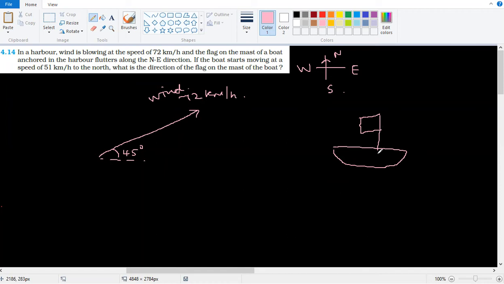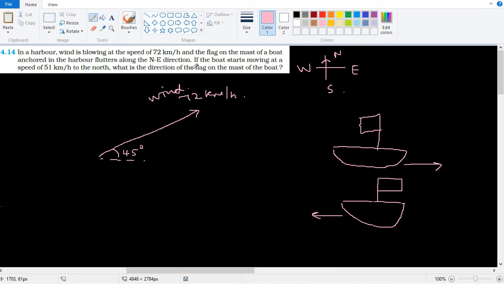Let's say this is a flag on the boat. So if the boat is going this way, you can imagine that the flag will be fluttering in the opposite direction. If the boat was going this way, then the flag will be fluttering this side. I hope everyone is able to understand this. Even if there is no wind, the flag will try to go in the opposite direction, because with respect to the ground, it will be going in the opposite direction to the boat.